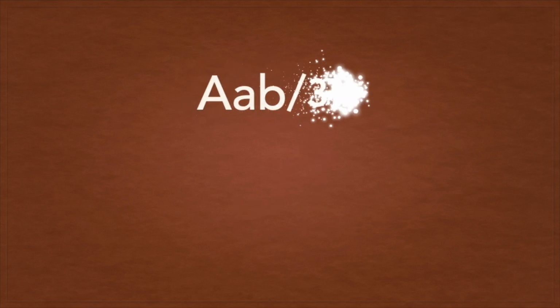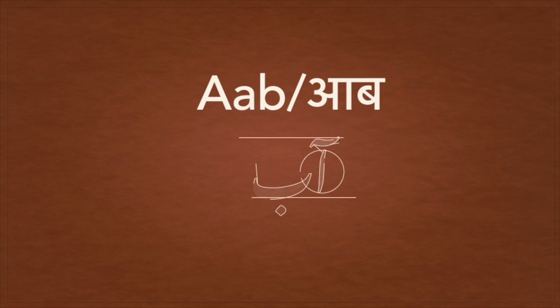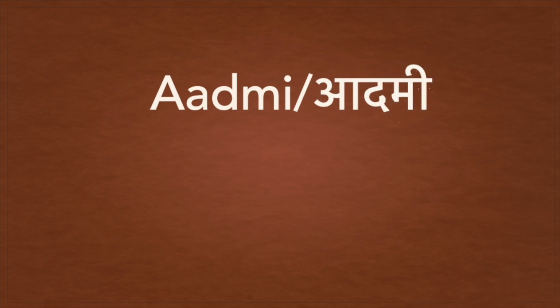We can also write aab, which means water: Alifmad for "aa", and be. Aab means water. Similarly, we can use Alifmad for writing aadmi: Alifmad for "aa", dal, mim and choti ye, aadmi.